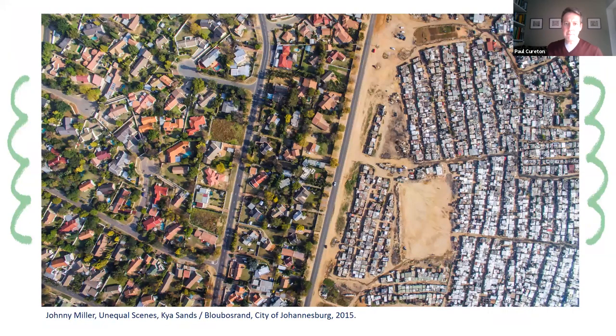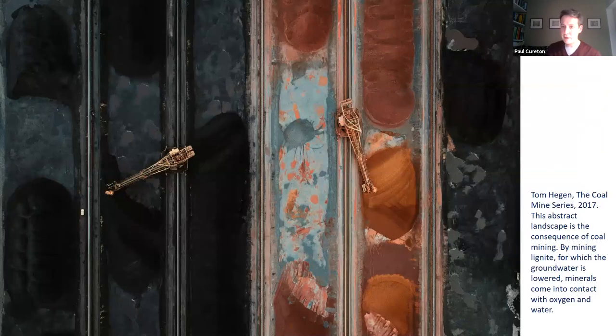We can also start to see that actually the aerial provides a new knowledge. So there's an aerial ontology here. Just as for Le Corbusier, being present in the air provided a new way for him to conceive of urban planning. We can also see that the aerial reveals some of the harshest of realities about our world. So in here, Johnny Miller's Unequal Scenes, we can see a development in Kaya Sands and a slum town to the east of Bloubosrand in the city of Johannesburg. We don't know this knowledge unless we take an aerial view of it. That street level observation is lost, but then we can see the failures of planning in this case, fundamentally.